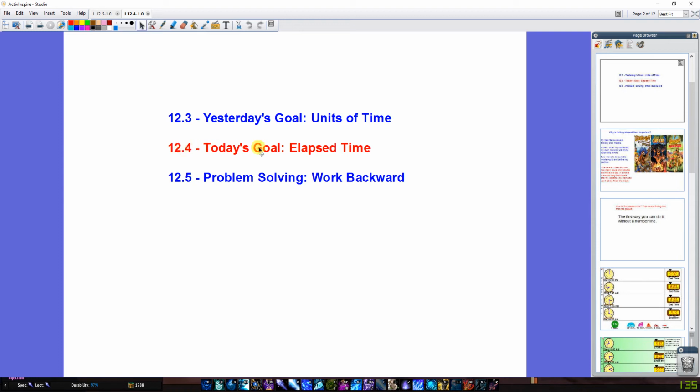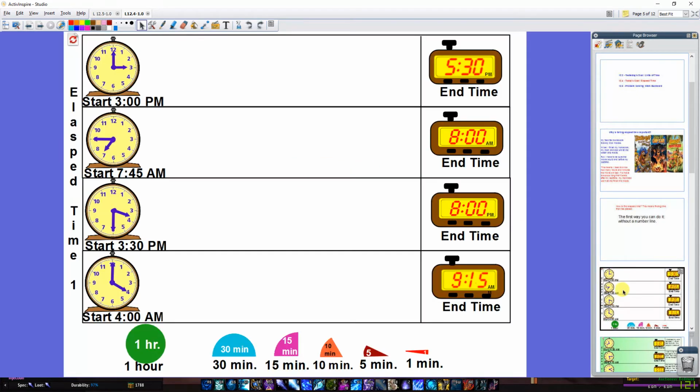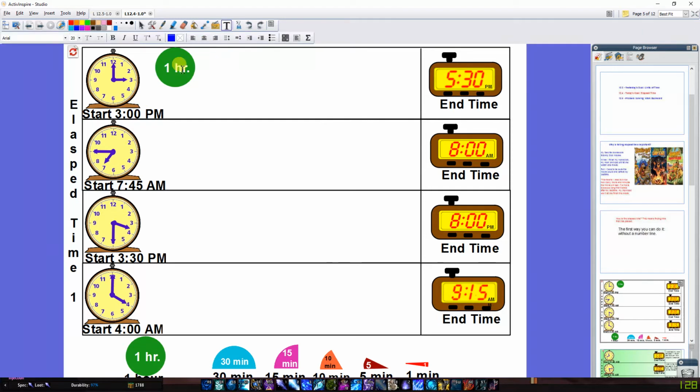Lesson 12.4 is elapsed time. Elapsed means past, so it's time that is past. Now let's take a look at this. We start at 3 o'clock and we end at 5:30. So if we take an hour of past time, what happens?